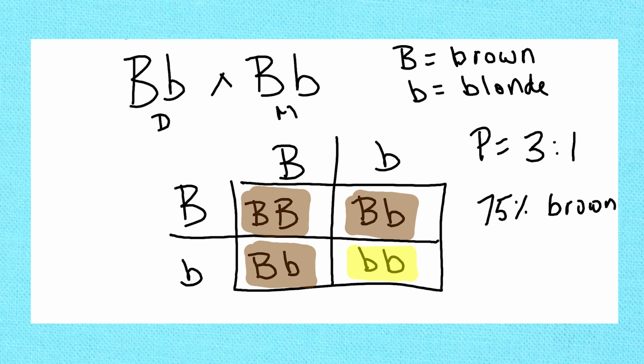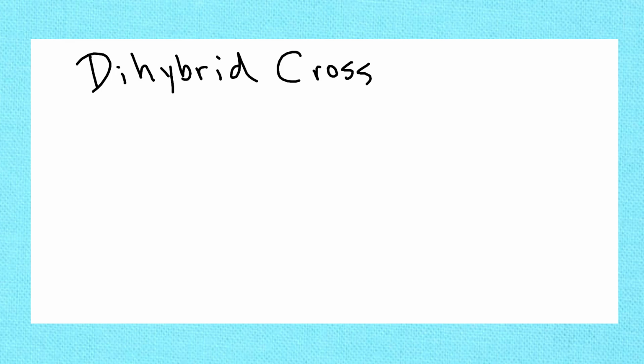So that's monohybrid cross. However, there are tons of traits, and we want to be able to do a little bit more. We want to get the chance for maybe 2 combined traits. So to do that, we have to do a dihybrid cross. It sounds complicated, it's really not. Say we're going to look at hair color and eye color.